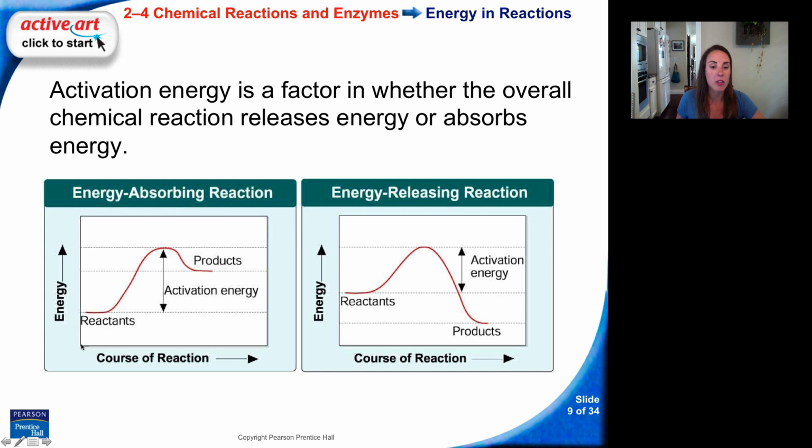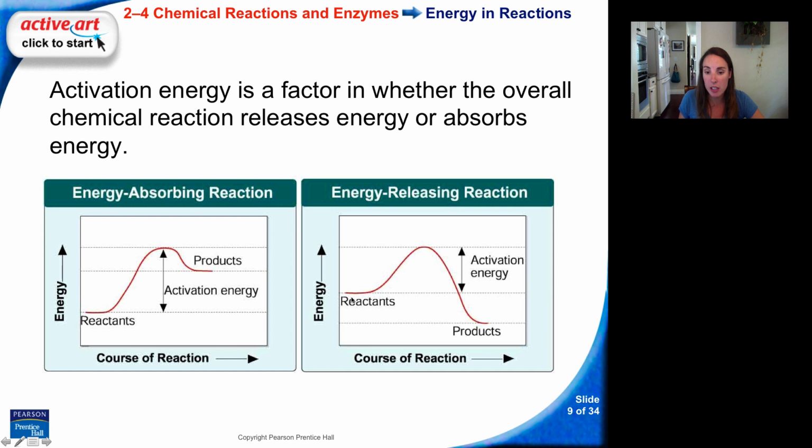So here's an energy absorbing reaction. If we look at this graph, here's the course of the reaction. We start here with the reactants and with the products. This is the amount of energy. So we start down here, and this is the amount of energy required to get the reaction to start. It's like pushing a ball up a hill. It's the amount of energy you have to add to it to get that ball over the hill. Once you get it over the hill, it spontaneously goes down the other side. It doesn't need any more input of energy. So here's the reactants, and here's the products. The reactants have way less energy than the products do. That means the products absorbed that energy.